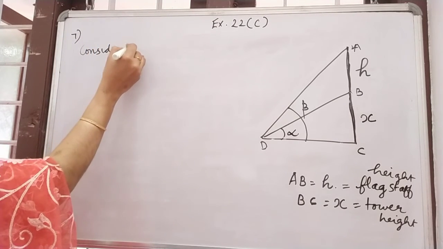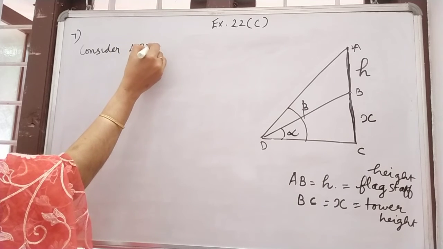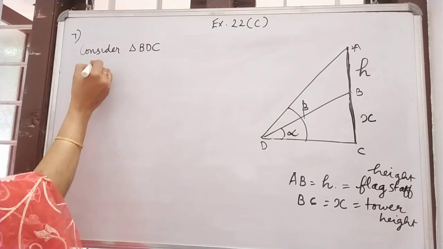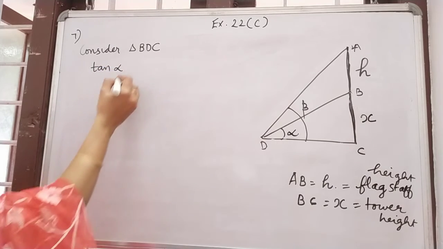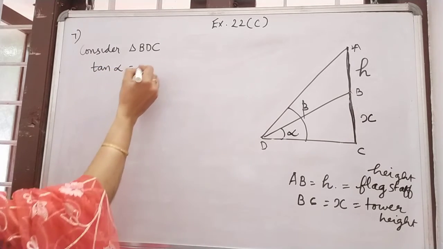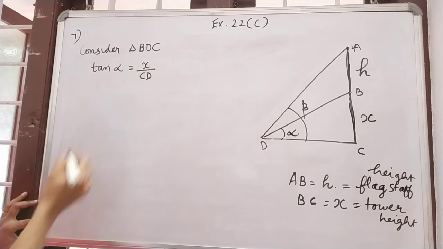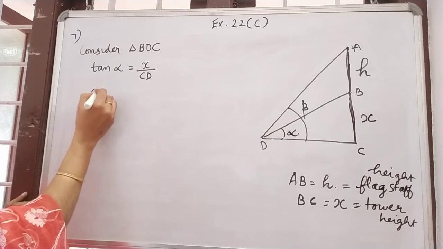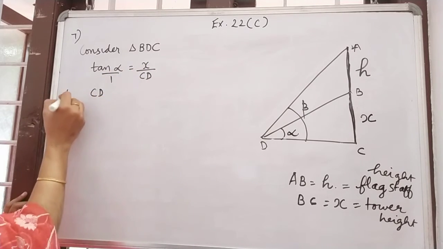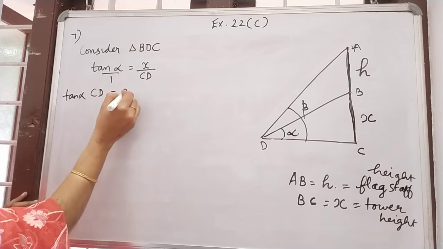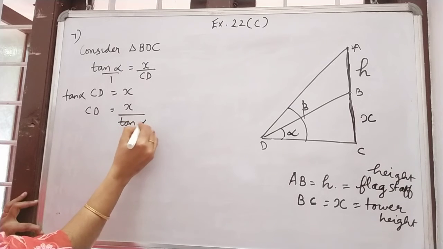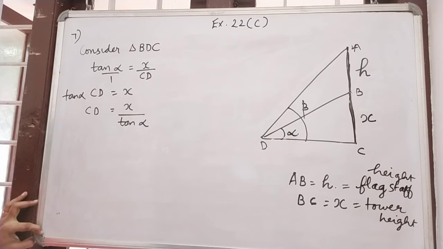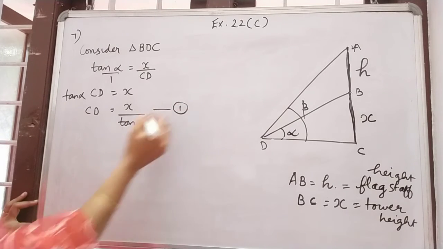Consider triangle BDC. We can find tan alpha. Tan alpha is equal to opposite divided by adjacent, that is x divided by CD. Cross multiplying, tan alpha into CD is equal to x. So CD is equal to x divided by tan alpha. Let it be equation number 1.